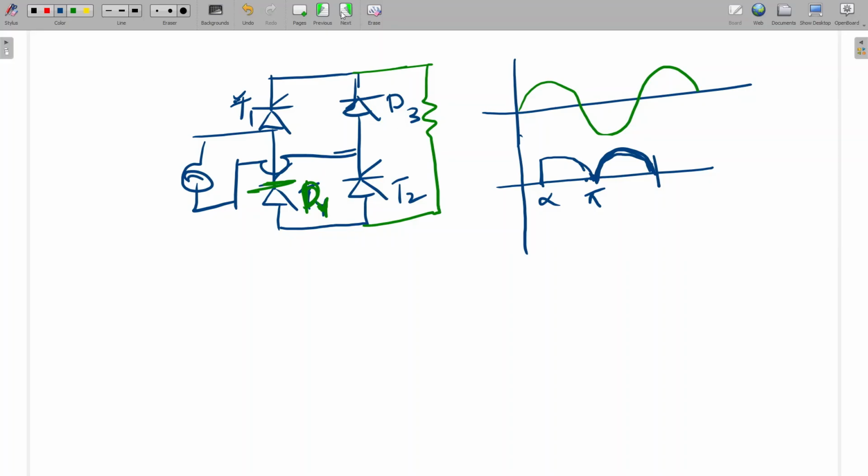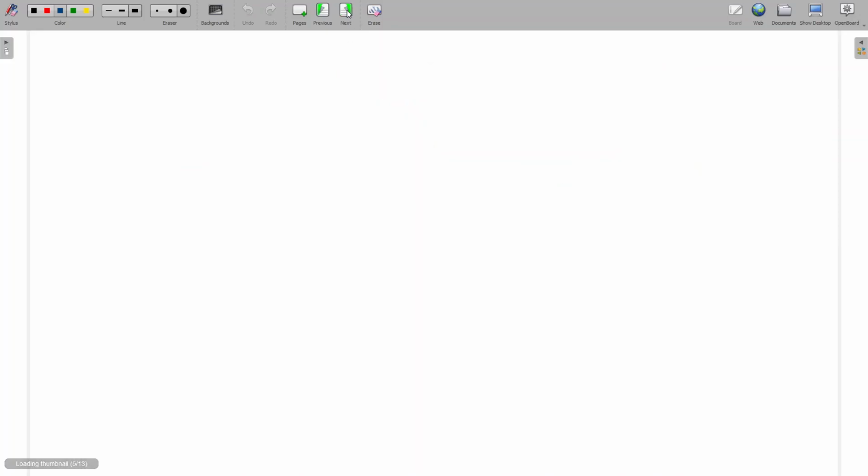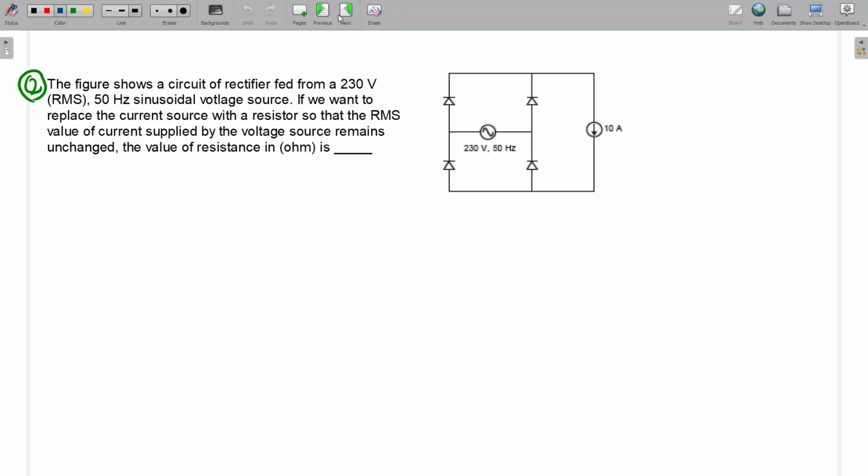So I'm moving to the next question. This is the next question. A simple diode bridge rectifier is there. Here a 10 ampere constant current source is there in the output circuit, and it is asking that if we want to replace the current source with a resistor so that the RMS value of the current supplied by the source voltage remains unchanged. So whatever the RMS value of the current is, here the output current is 10 ampere, so some RMS current will be supplied by the source. If you replace this with a resistive load, this current should be the same.